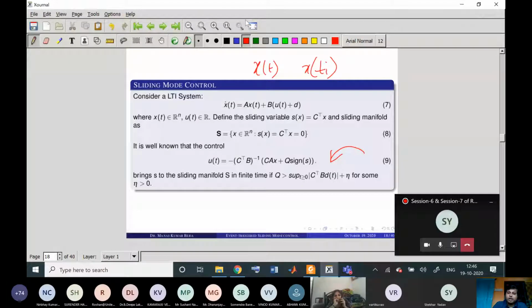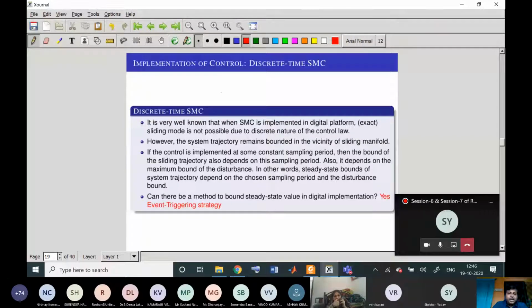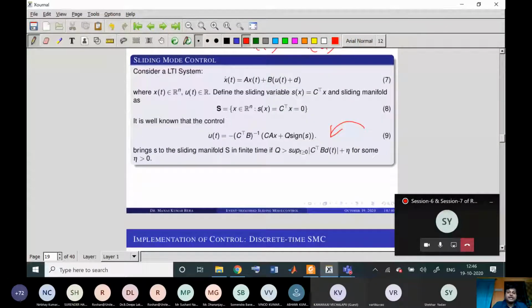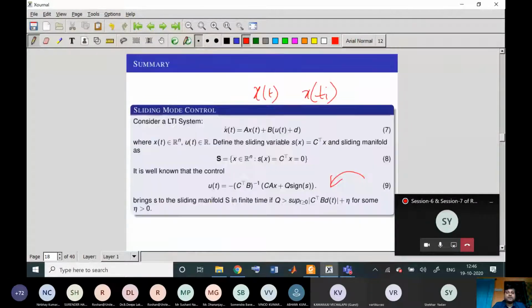where it is observed that when SMC is implemented on a digital platform, exact sliding mode is not possible due to the discrete nature of the control law. So if this control law depends on the sampled values of states, it has been observed that you cannot perfectly make S equal to 0. You see here you have made S equal to 0 perfectly, which is not possible when you go for discrete implementation. Okay, that is the first observation.